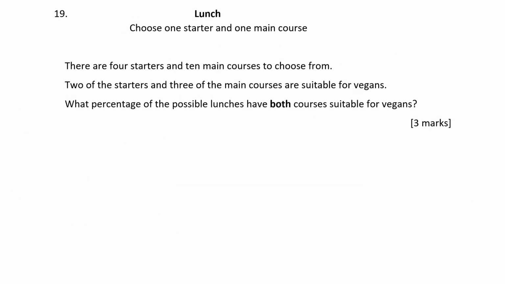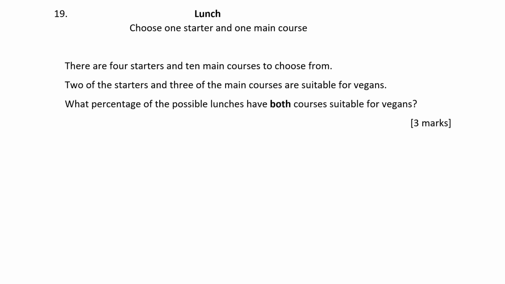Question 19. We've got a sign here. It says lunch. Choose 1 starter and 1 main course. There are 4 starters and 10 main courses to choose from. 2 of the starters and 3 of the main courses are suitable for vegans. What percentage of the possible lunches have both courses suitable for vegans?